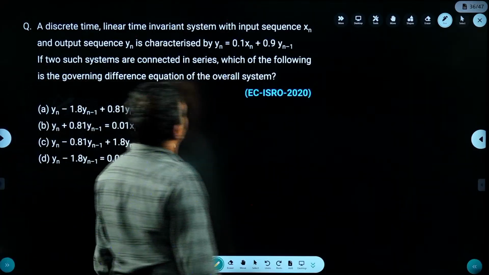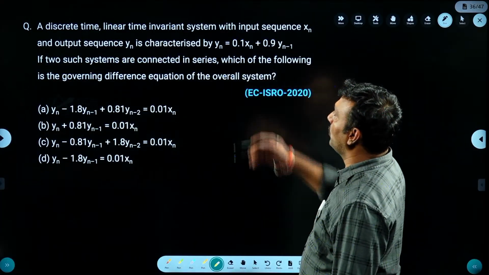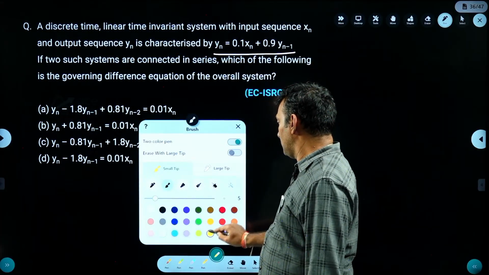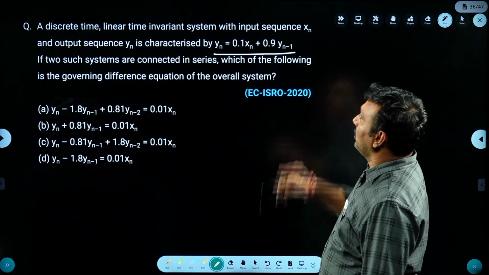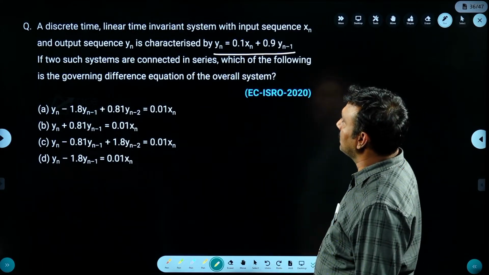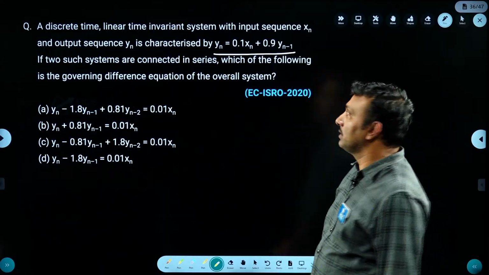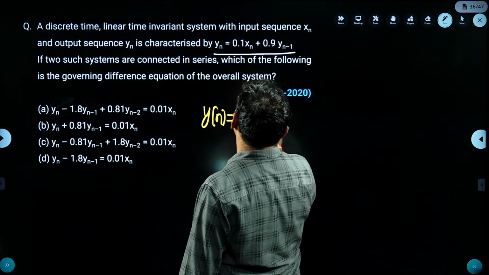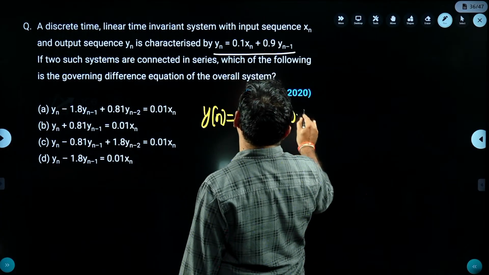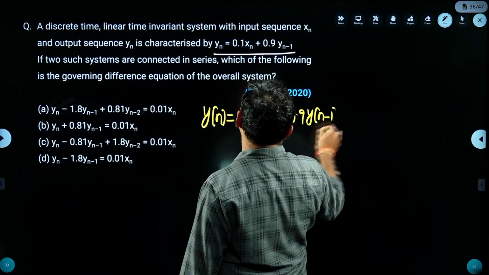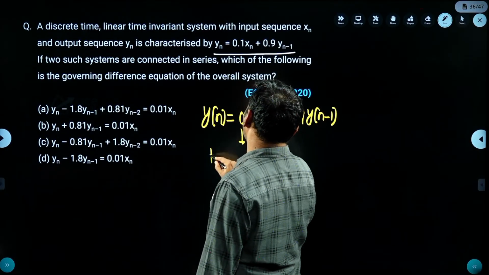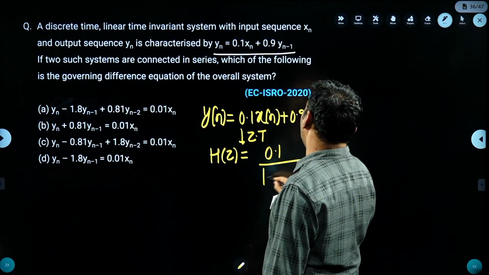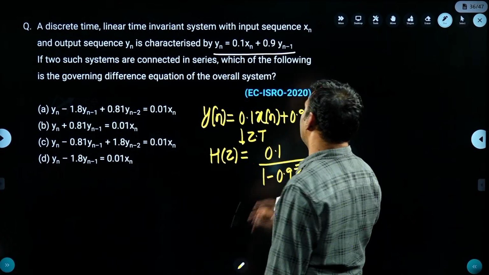A discrete time LTI system with input sequence x[n] and output y[n] is characterized by this expression. If two such systems are connected in series, which of the given difference equations is correct? y[n] = 0.1 x[n] + 0.9 y[n-1]. By applying the Z transform and solving for the transfer function, the answer is 0.1 / (1 - 0.9 z^-1).